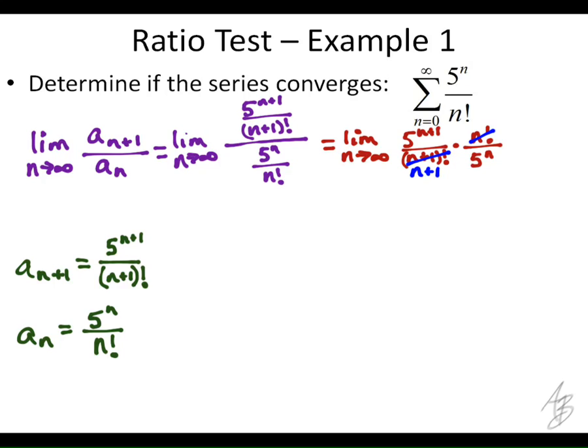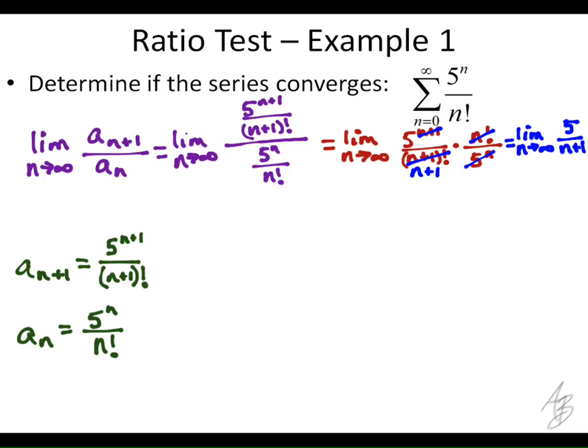What else is going to cancel? How many 5s are being multiplied by each other here? N. How many 5s are being multiplied by each other here? N plus 1. So we have n plus 1 5s being multiplied here, n 5s being multiplied here. So they're going to cancel each other out, and what's left on top? 5. Yeah, 5 to the first, or just 5. So what we get here is the limit as n approaches infinity of 5 over n plus 1.